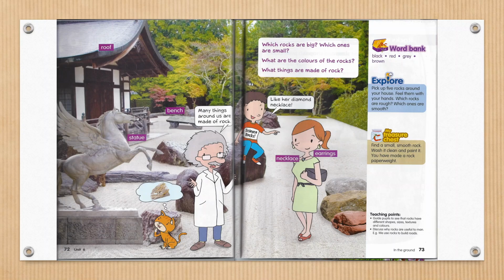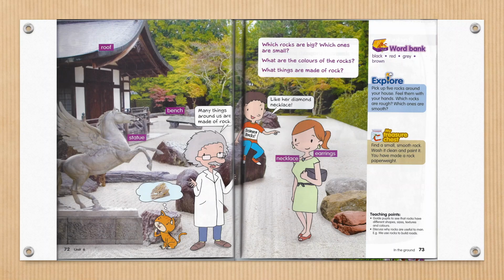So here we have three questions that we can think about. Which rocks are big? Which ones are small? You can watch this picture and try to answer by yourself. What are the colors of rocks? All right. And the last one, what things are made of rock? Well, in the previous picture, we learned that statues, a bench, and the house are objects that were made of rocks. But here we have also some new elements.